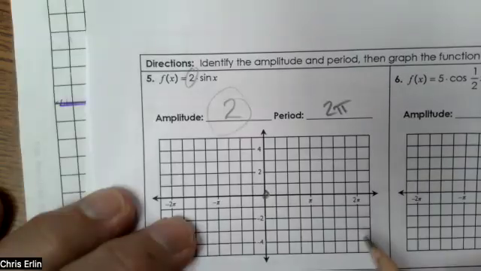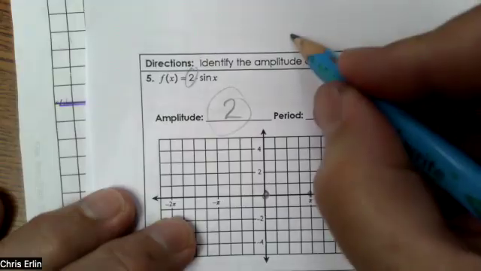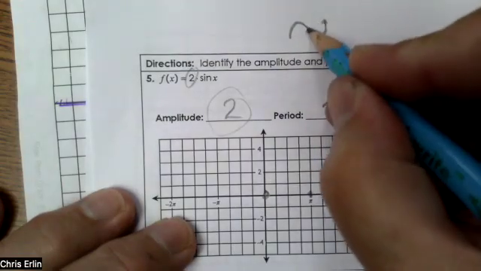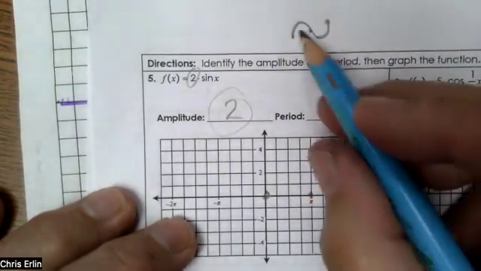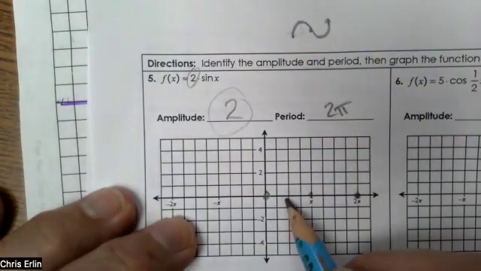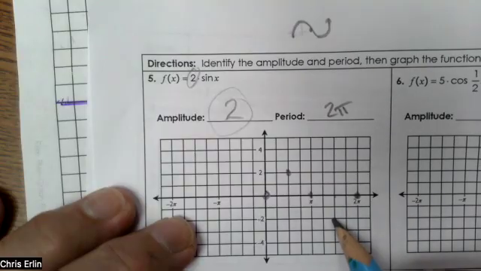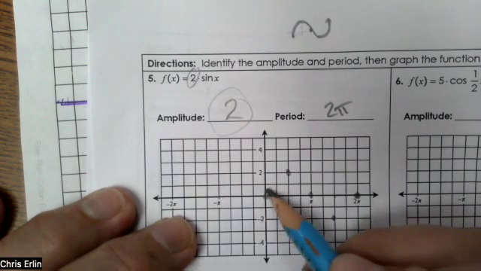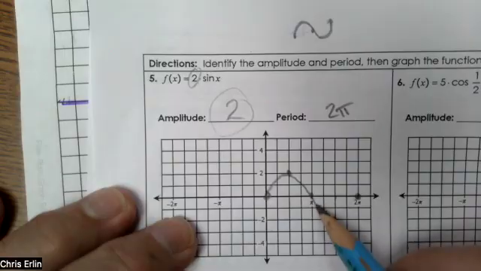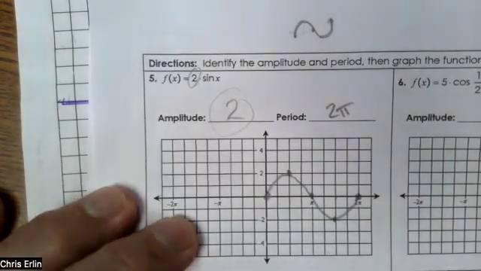Sine starts on 0, 0, finishes at 2 pi. Halfway through, it's at a midpoint again. The first quarter is a maximum value, but this time I'm going up 2. And the third quarter is a minimum. Instead of -1, I'm going to go down to -2. And there's my curve.